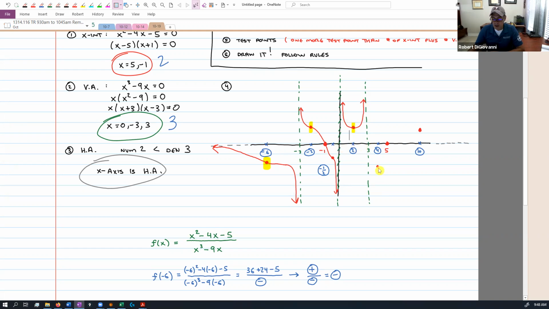Then I go to this point. To the left, I have to go down. To the right, I connect the dot. See, I cross through the x-axis here, right? That's okay. I go up to this dot, and then I flatten out towards my magnet.